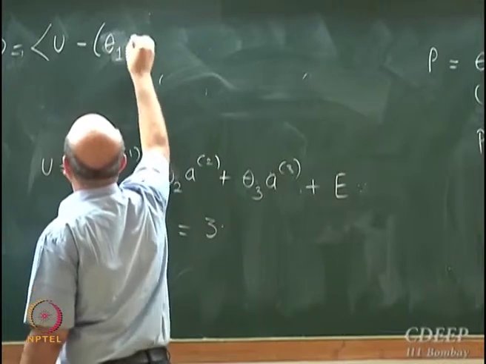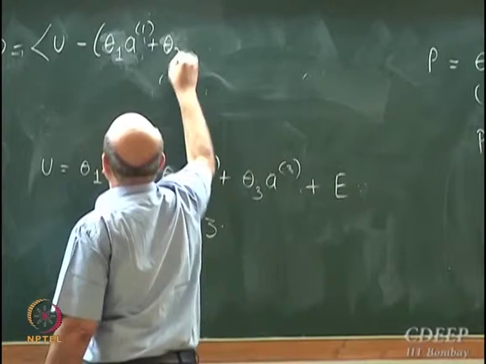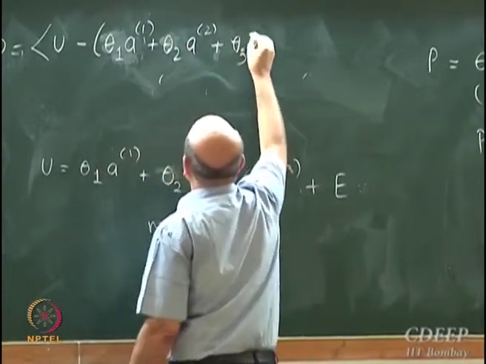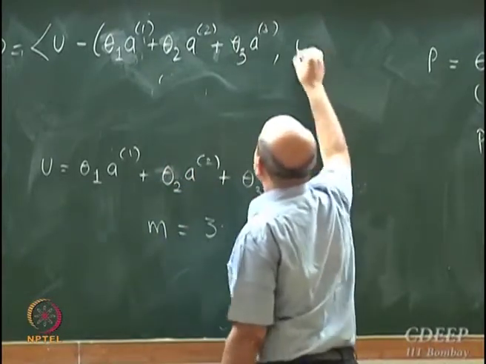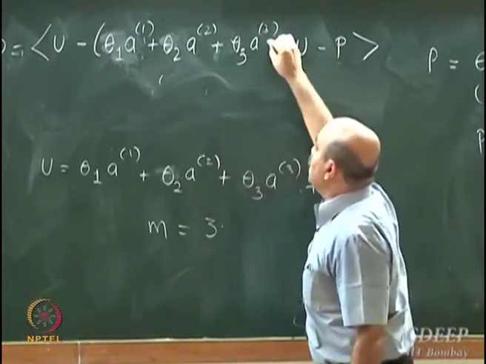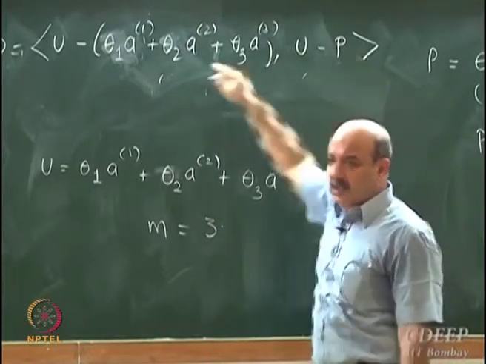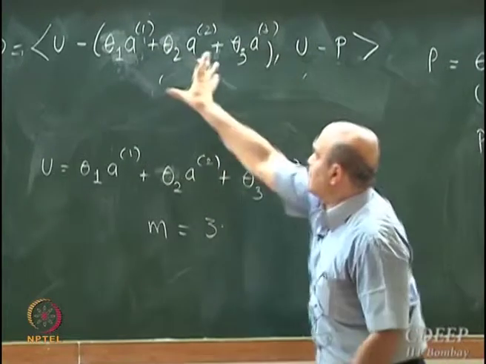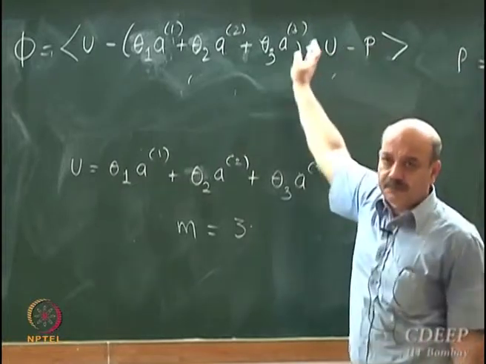theta 1 A1 plus theta 2 A2 plus theta 3 A3, with U minus P. P is again this vector. What is P? Theta 1 A1 plus theta 2 A2 plus theta 3 A3. I can just put this vector here in place of P. It will be a longer expression.